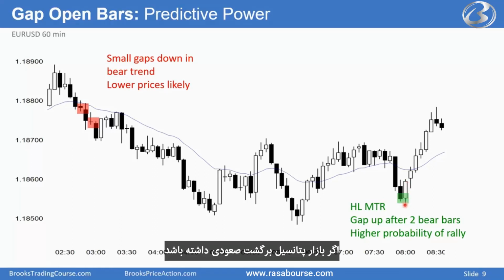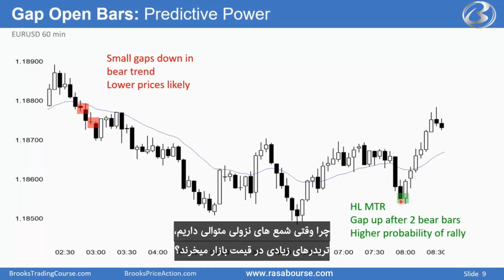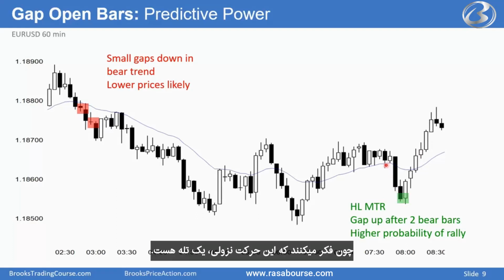Something's wrong with the bears if we have a potential for a major trend reversal up and we have consecutive bear bars followed by a gap up. That is not good for the bears. It increases the chances that a whole bunch of traders are buying at the market even when they see consecutive bear bars. Why would a whole bunch of traders buy at the market when there are consecutive bear bars? Because they think it's a bear trap. It's a test down and the market actually wants to go higher.